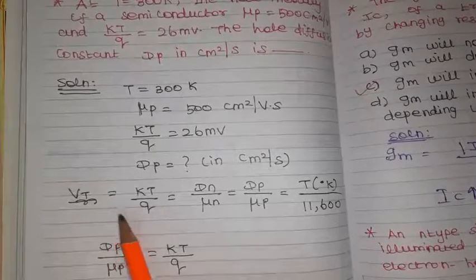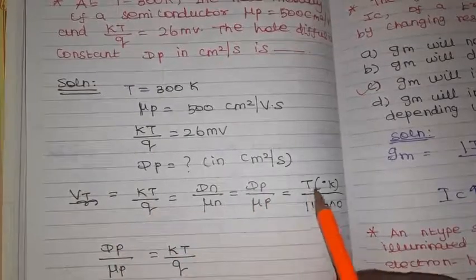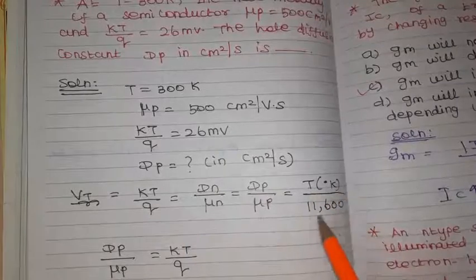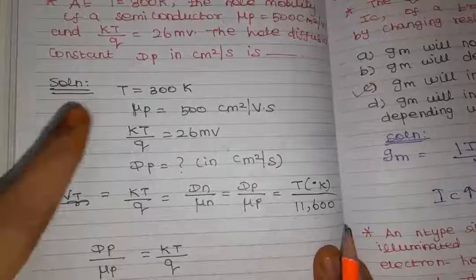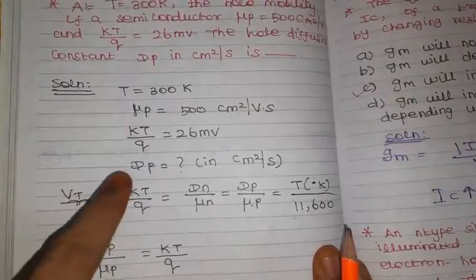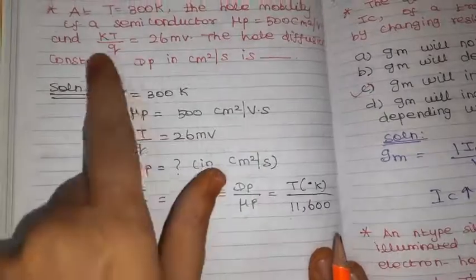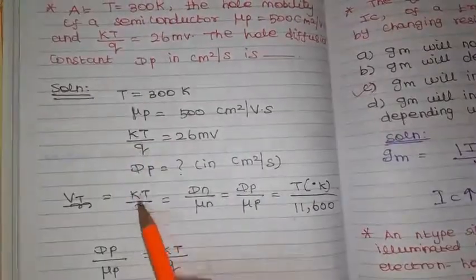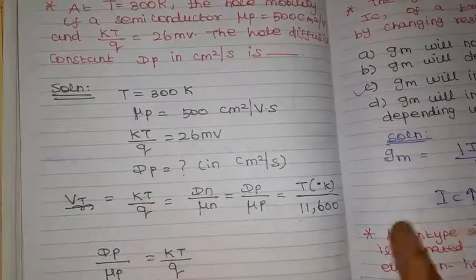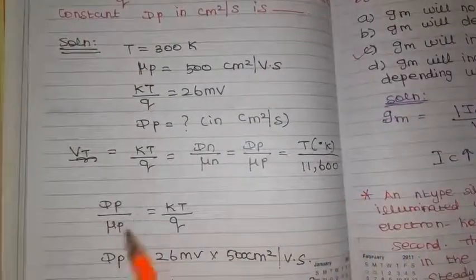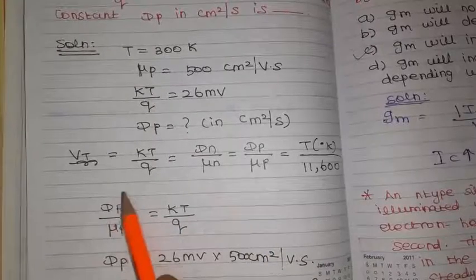This is the Einstein relationship of thermal voltage. Vt is equal to kT by q equal to Dn by mu n equal to Dp by mu p equal to temperature in degree Kelvin divided by 11,600. Mu p value we know, Dp value we need to find out, and Vt value is given, Vt is kT by q. This is p type. Now kT by q is equal to Dp by mu p. kT by q value is 26 millivolt.